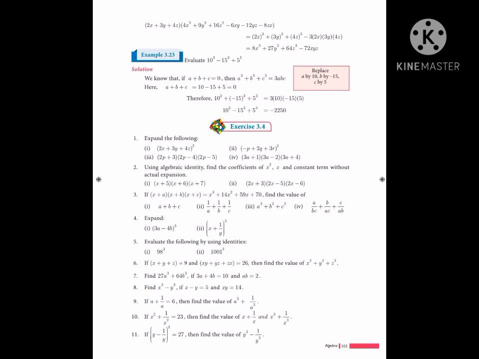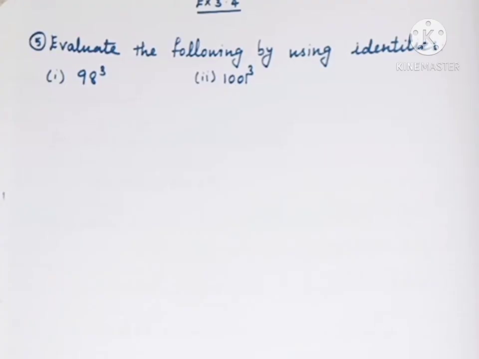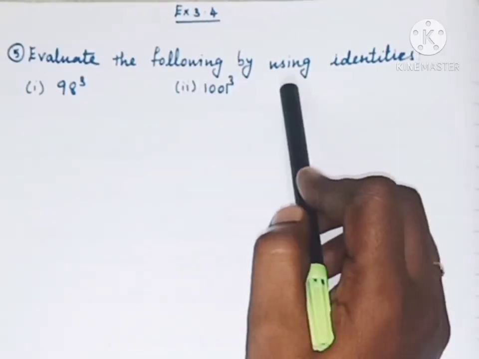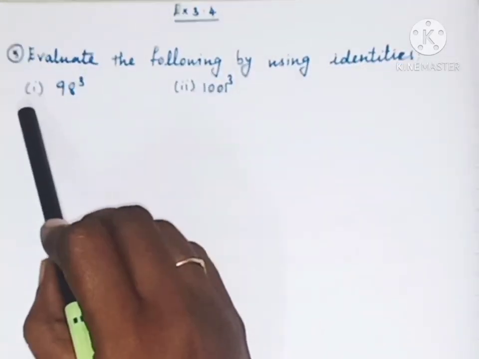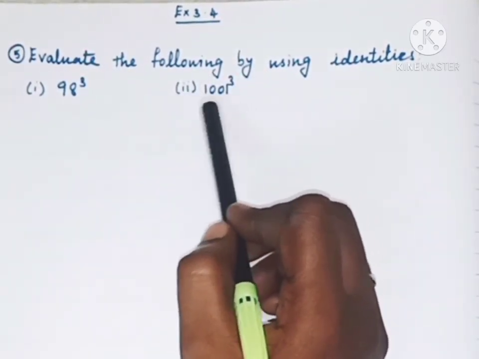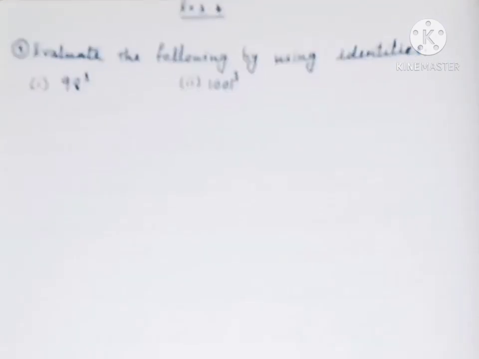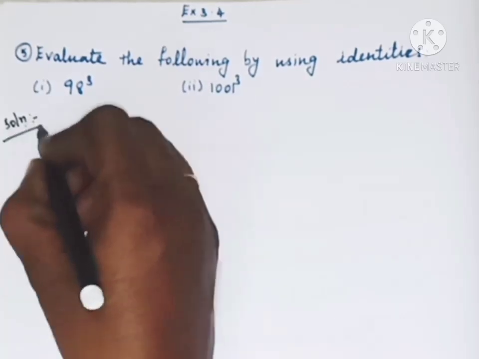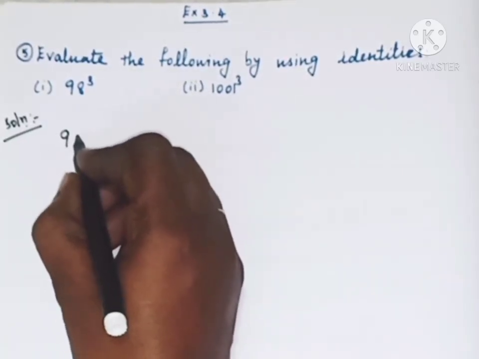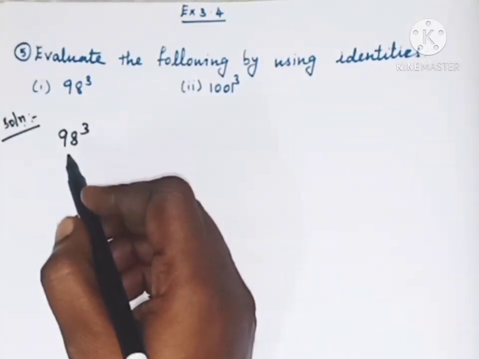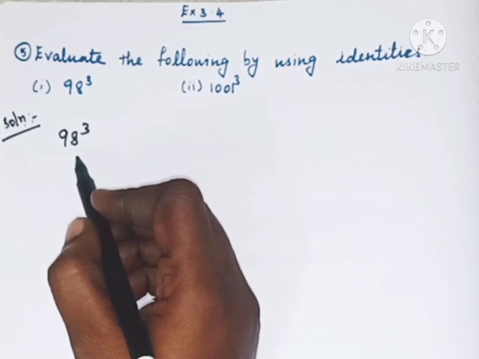Exercise 3.4, fifth sum, first subdivision. Evaluate the following by using identities. Fifth sum first subdivision is 98 cube and second subdivision is 1001 cube. Now we'll see the first subdivision. Solution. The question is 98 cube. We have to write this 98 in the form of a plus b or a minus b.